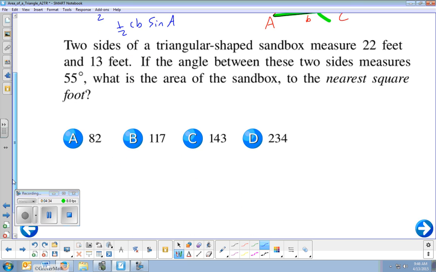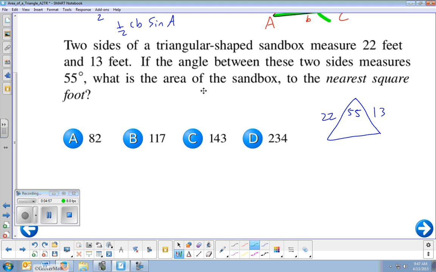Two sides of a triangular shaped sandbox measure 22 and 13. So just draw a little triangle. It's not going to be drawn to scale, that's okay. So two sides measure 22 and 13. If the angle between those two sides is 55 degrees, so make sure it's the angle between them, what is the area of the sandbox to the nearest square foot?